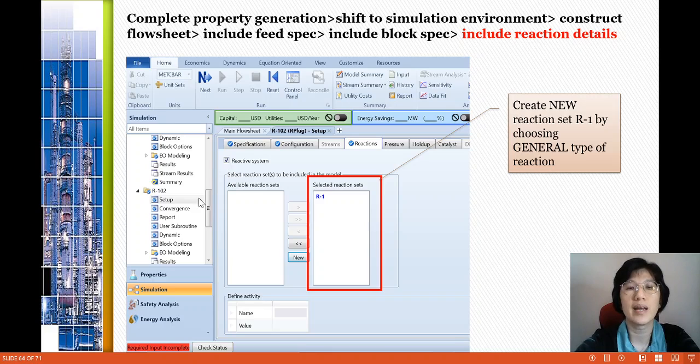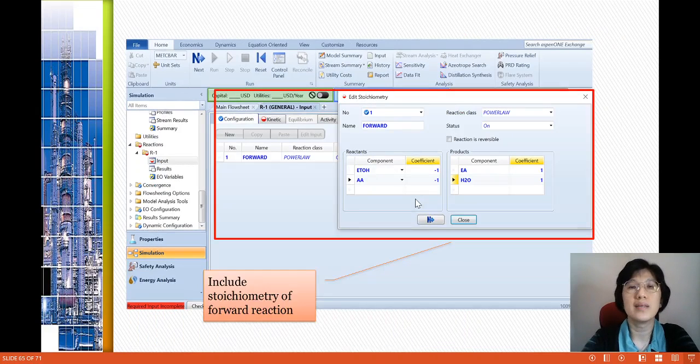Remember, you have to click new, create the new reaction set. Then the default name for the new reaction set will be R1. Remember to choose general type. Don't choose any other type like power law, Langmuir-Hinshelwood, but choose general type before you proceed further. So once this is done, if you don't know which tab to go, then you just click next. You'll be guided to the reaction area for you to include the details of R1, the reaction set.